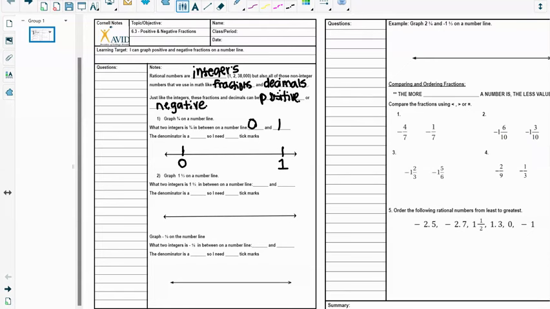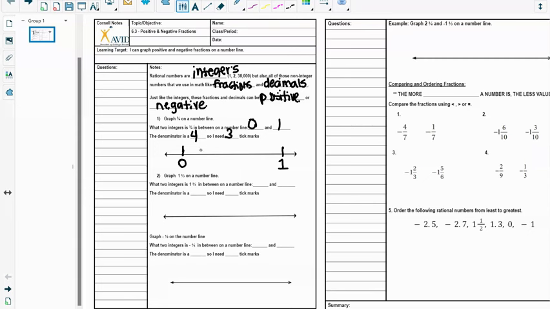The denominator in 3/4 is a 4. So we need to divide this into 4 equal parts. That way we can count 1/4, 2/4, 3/4. When we make our tick marks, it's always one less than how many parts we need. So if we need 4 parts, it's 3 tick marks. Just like when we were doing tape diagrams and we needed 8 boxes, we only drew 7 lines, because that last line is going to be the next whole number.